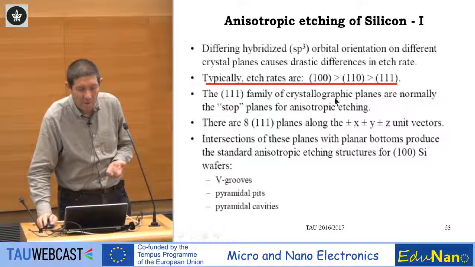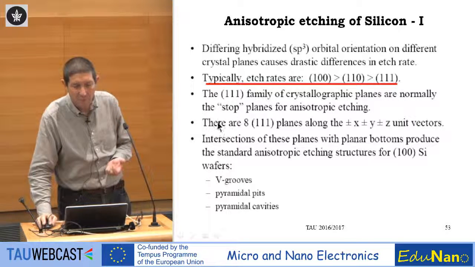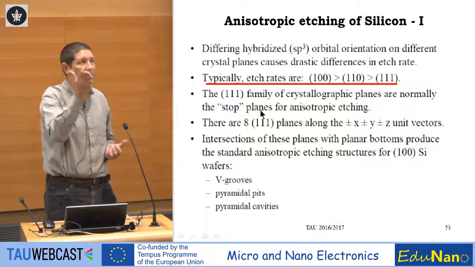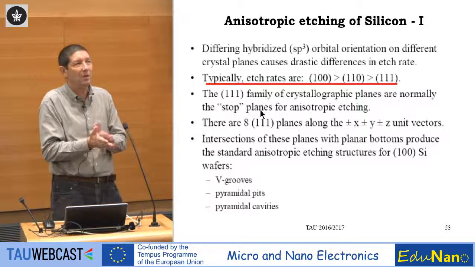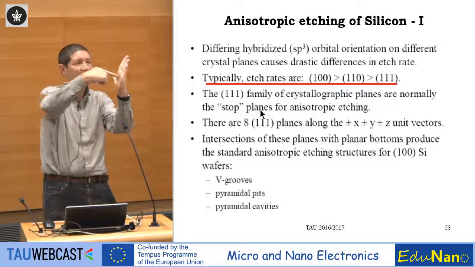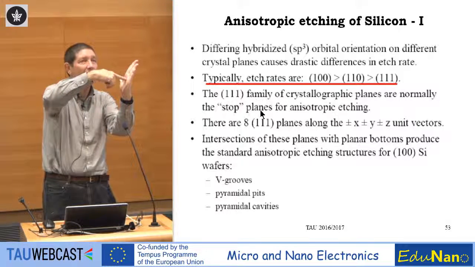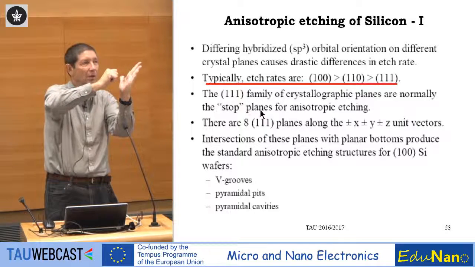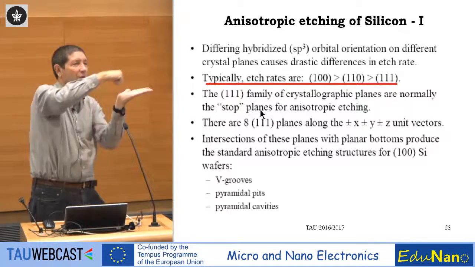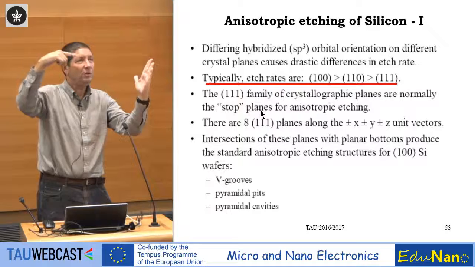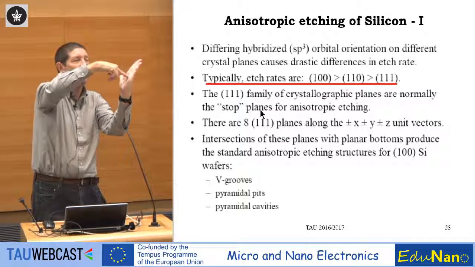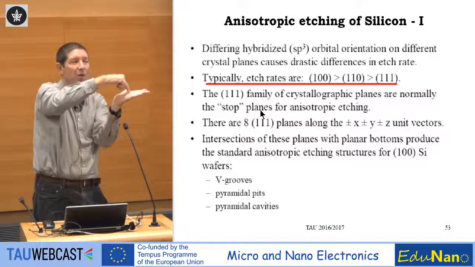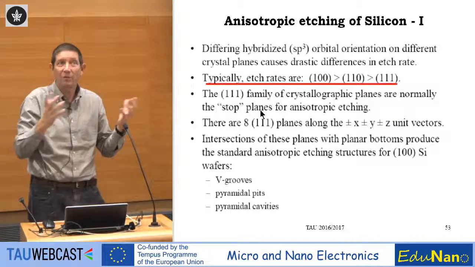But the etch rate on the 110 is less than 100, but much faster than 111. The 111 family of crystallographic planes are normally the stop planes, because along the 111 planes the etch rate is very small. The etch rate is defined perpendicular to the plane. Along the 111, it's very small. Along the 100, the etch rate is very fast. So if the etch rate into the 111 is very, very small, and the etch rate down is very, very fast, on the 100 surfaces we get some very interesting features.